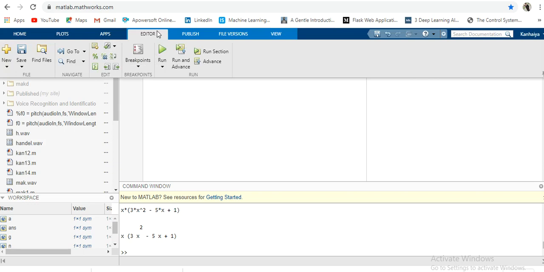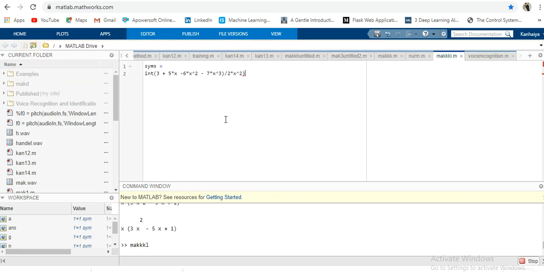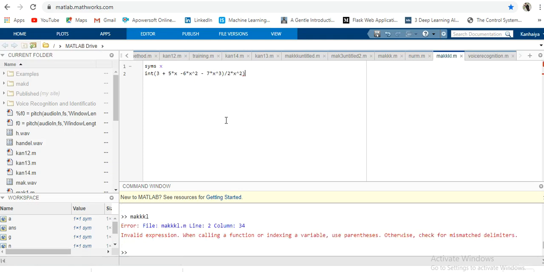Okay, it is good practice to solve together. Let's see the answer. Okay, what is it giving? Otherwise check the mismatched delimiter. Okay, let me see if I am doing something wrong. Okay, I got it.